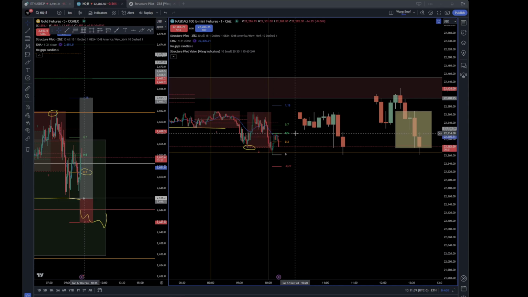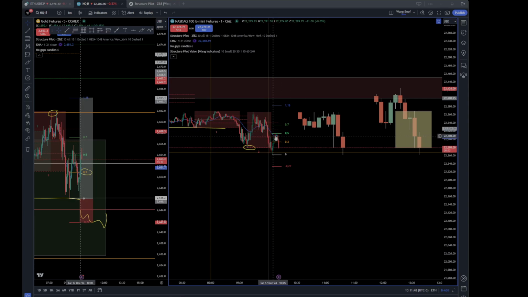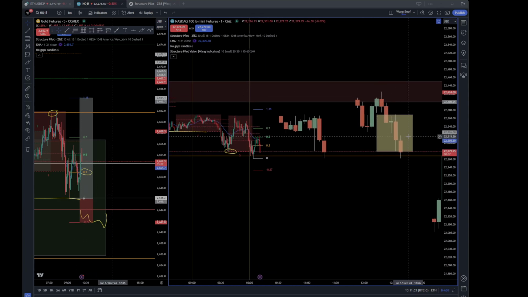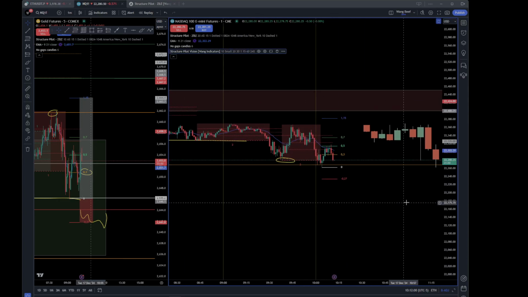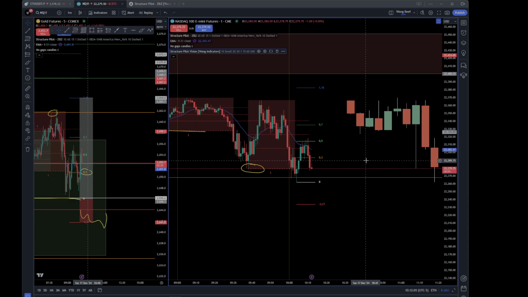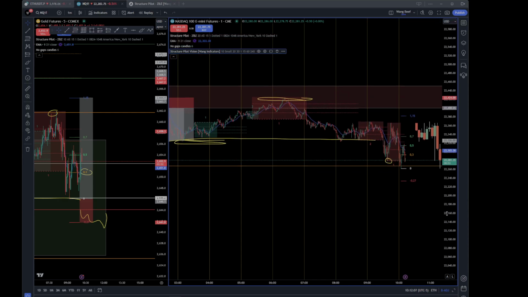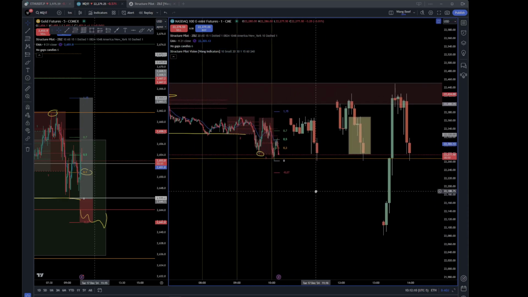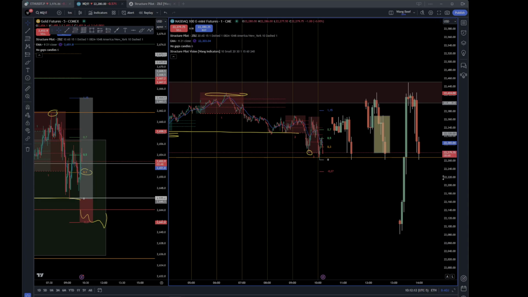So you see where price rejected 0.5 again, of the last up move, right? What's in here? What's in there? Let me see. This is the imbalance. Yeah. All right.